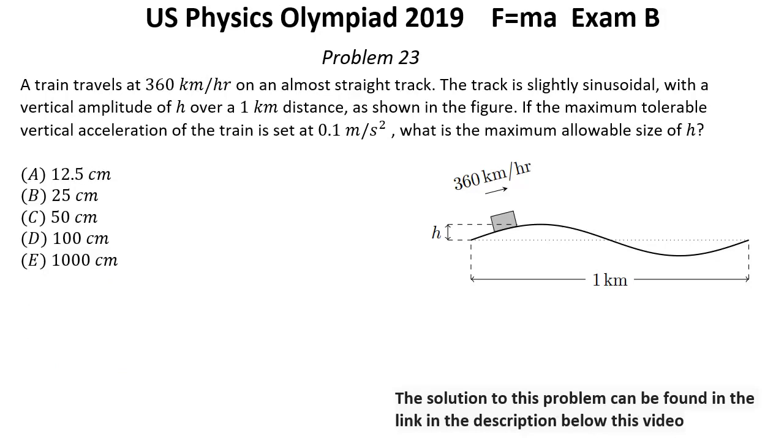Problem number 23. A train travels at 360 kilometers per hour on an almost straight track. The track is slightly sinusoidal, with a vertical amplitude of h over 1 kilometer distance, as shown in a figure. If the maximum tolerable vertical acceleration of the train is set at 0.1 meters per second square, what is the maximum allowable size of h?